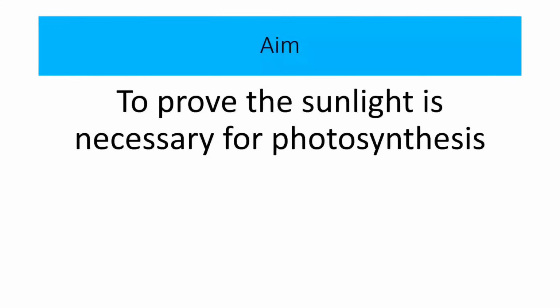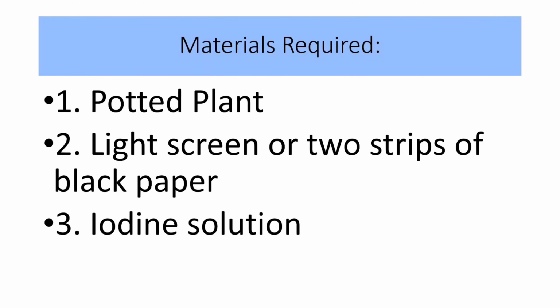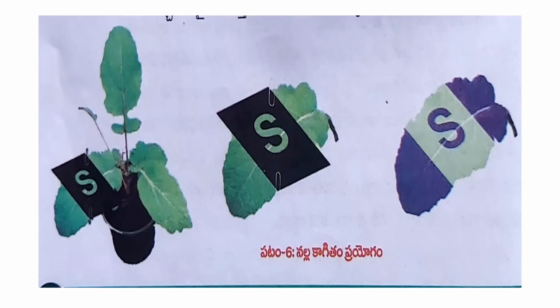A light screen experiment. The aim of the experiment is to prove that sunlight is necessary for photosynthesis. Materials required: a potted plant, a light screen or two strips of black paper, and iodine solution. Procedure: take a potted plant with destarched leaves.